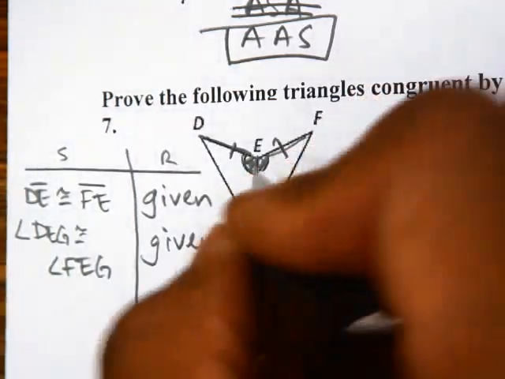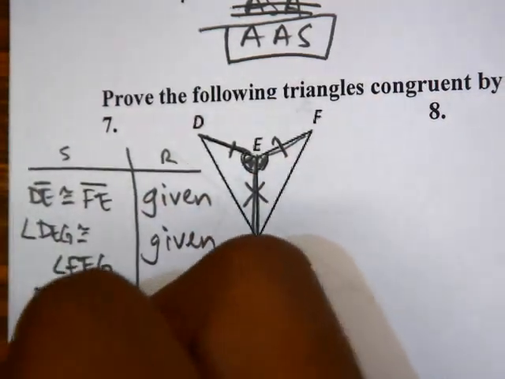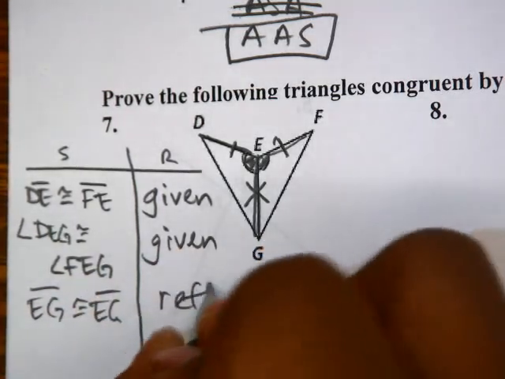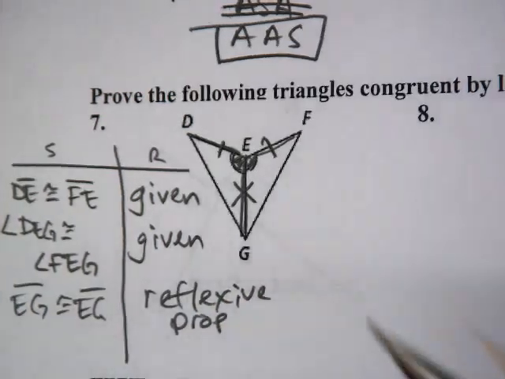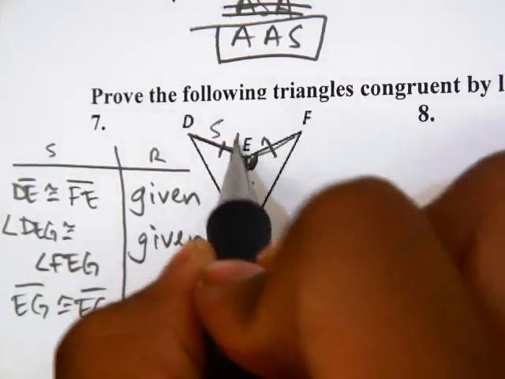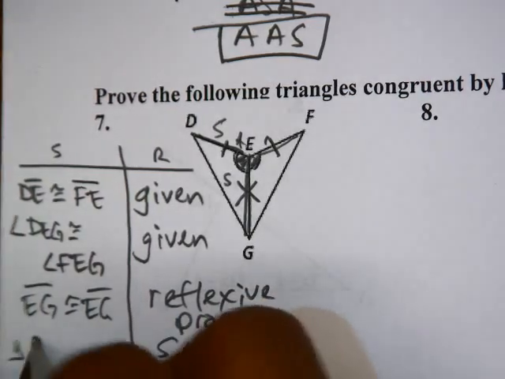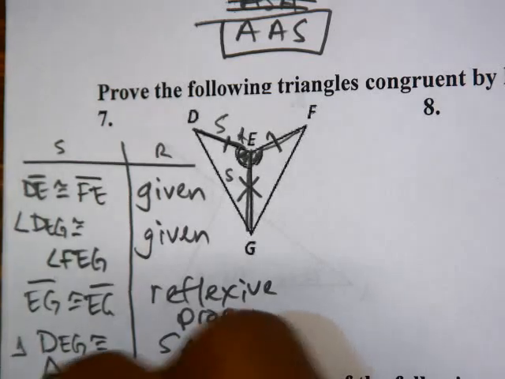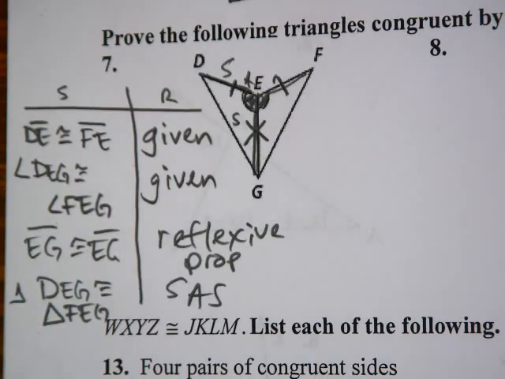Both triangles have the line EG in it, so EG is going to be equal to EG. So that's reflexive property. Okay. And the triangles are congruent by side angle side. So triangle DEG is congruent to triangle FEG. And there's the proof.